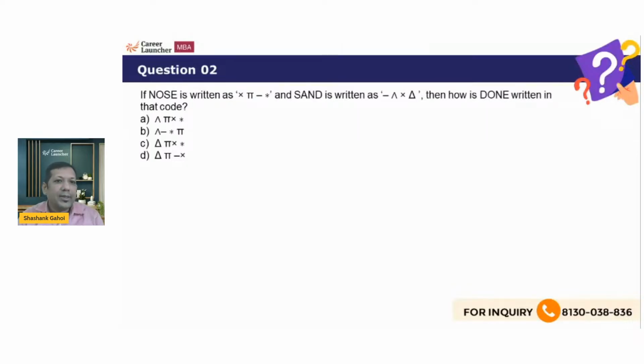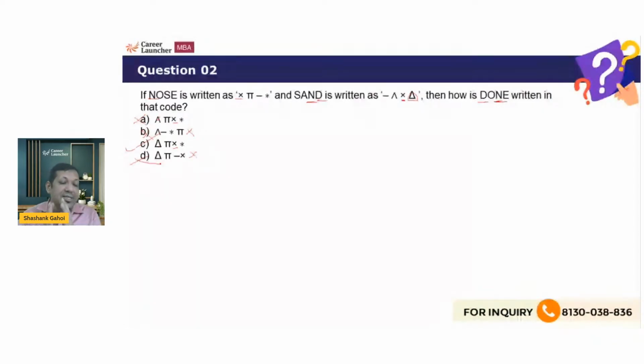Now this one: NOSE is written as this, SAND is written as this, how is DONE written? Okay, so what is N? N represents multiplication. So that can only be either option A or C. So these 2 options are gone. Now, the first value is different in options A and C. So D is what? D is this big triangle. So the answer to this question is going to be C. So A, B, and D are eliminated.